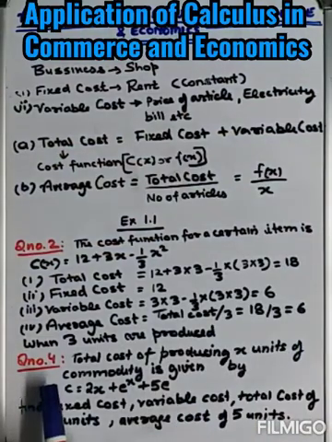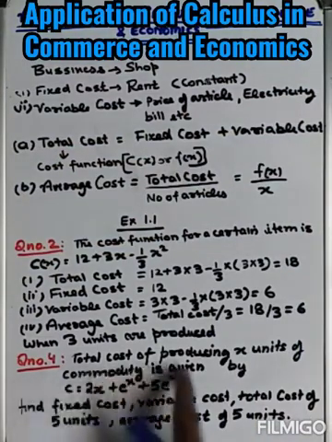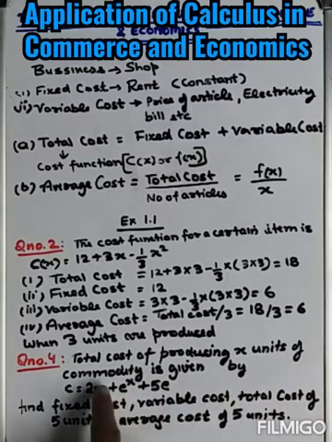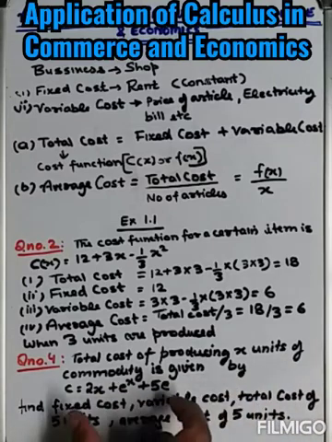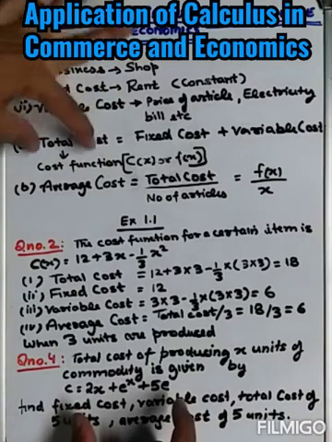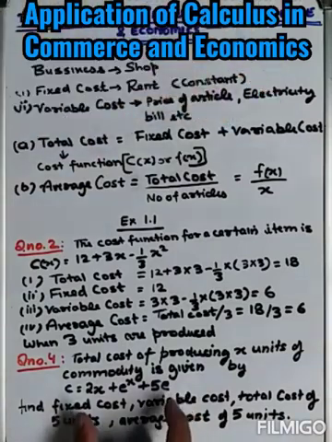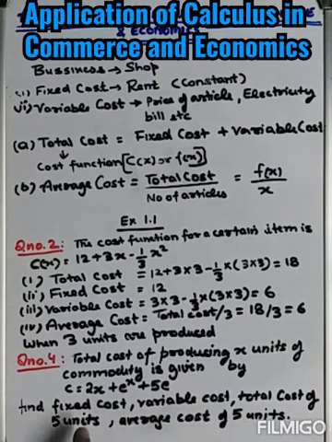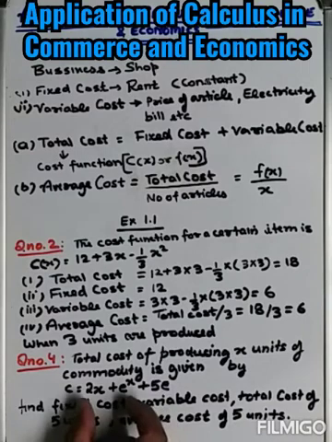Now see the fourth question. Total cost of producing x units of a commodity is given by this. Again the cost function is given: fixed cost plus variable cost. Now we have to find these values here. Fixed cost. What is fixed cost? The term in which x is not attached. There is no value of x in it, so this is the fixed cost. Variable cost is this much, which carries the value of x.